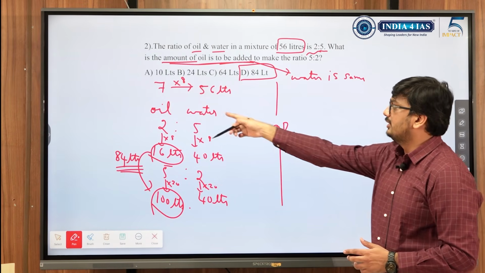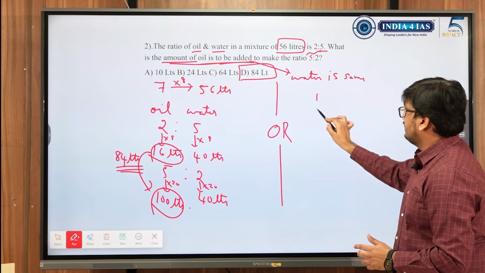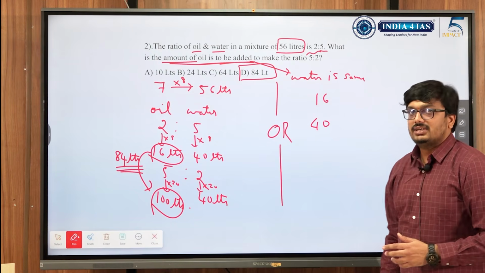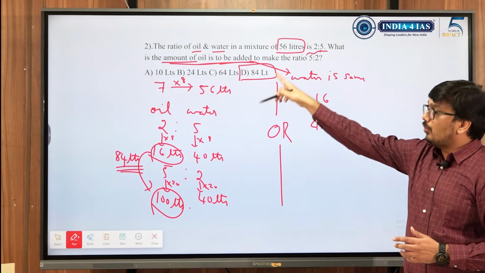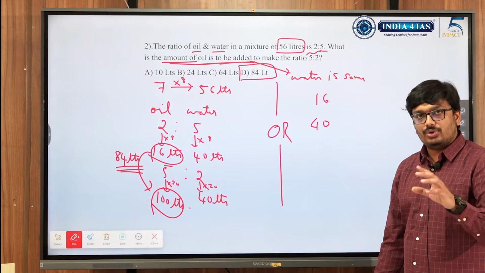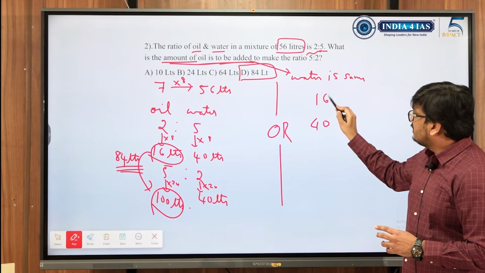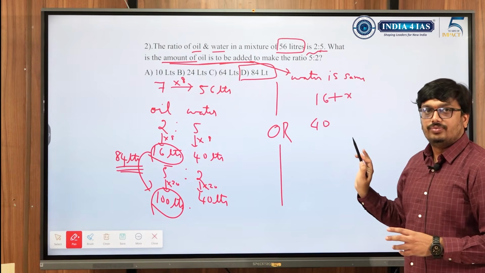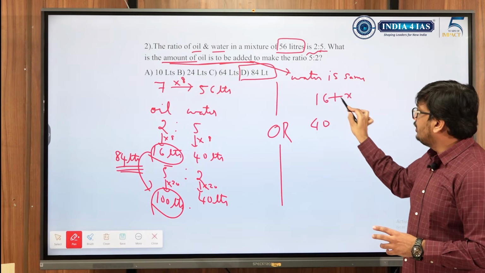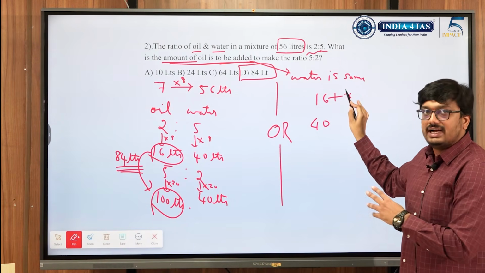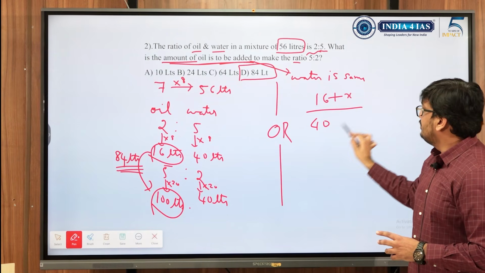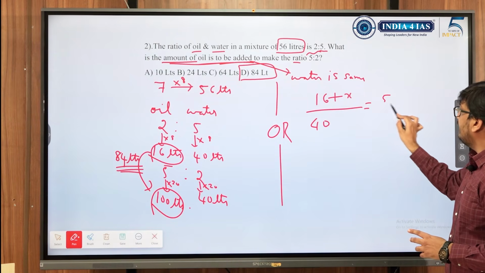You already found amount of oil, that is 16, amount of water, that is 40 liters. They are asking what is the amount of oil to be added. What is the amount of oil to be added means for this oil component only add that unknown component. Don't add for water. For only the oil component you should add this X. Then the ratio, the ratio means division. The ratio becomes 5 by 2.